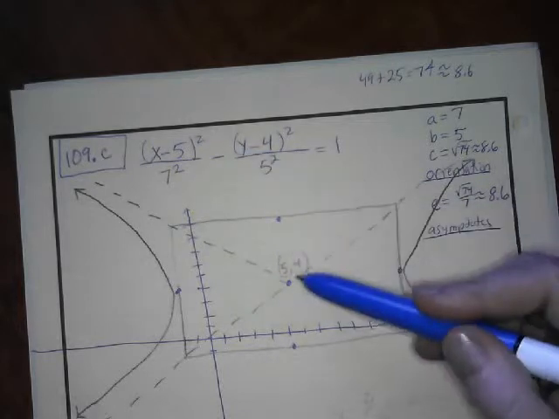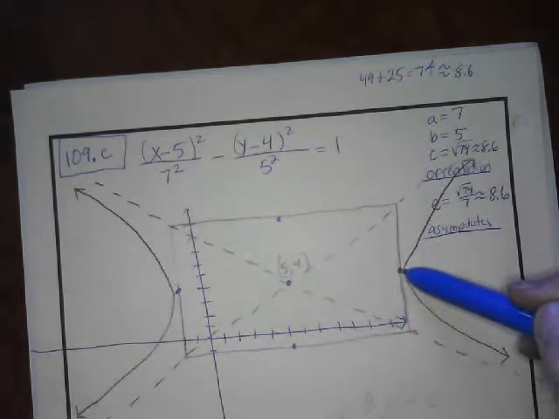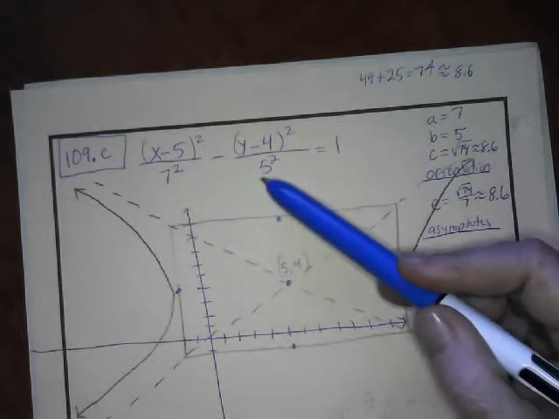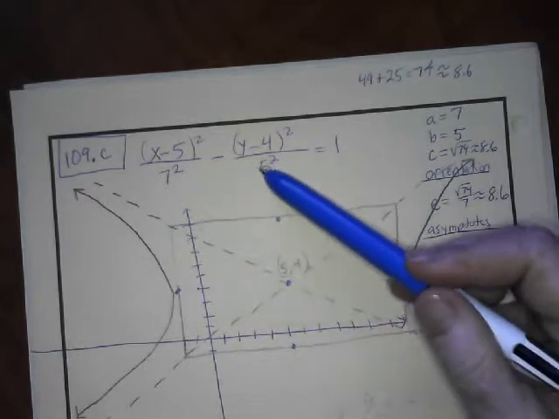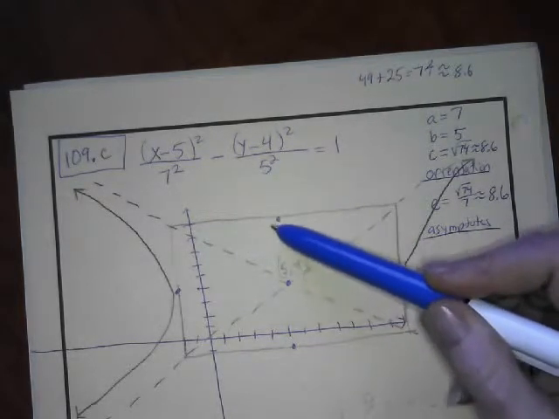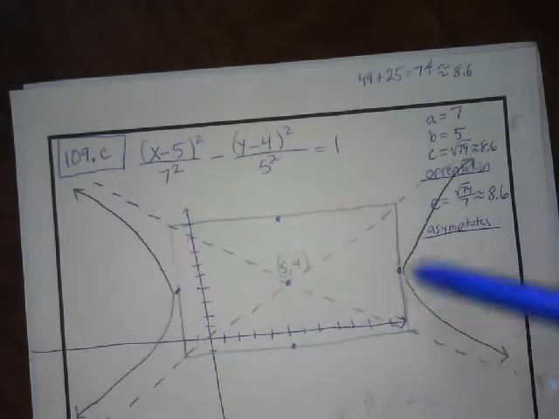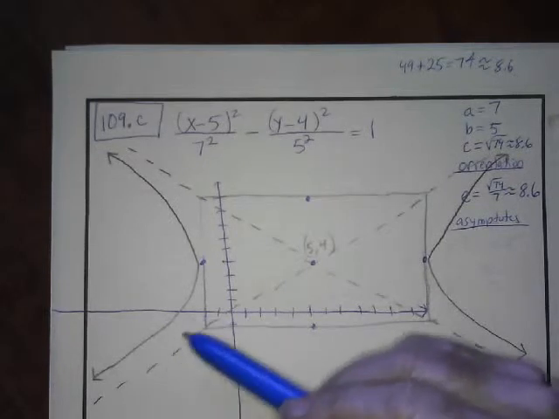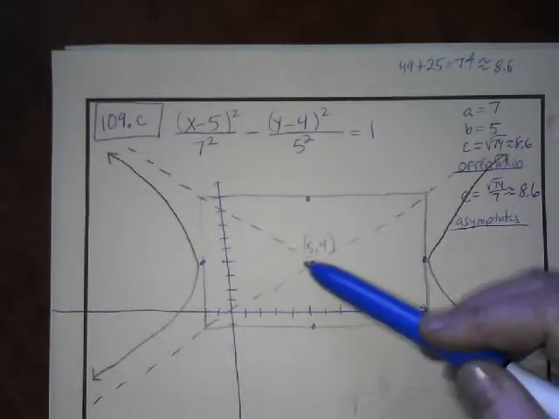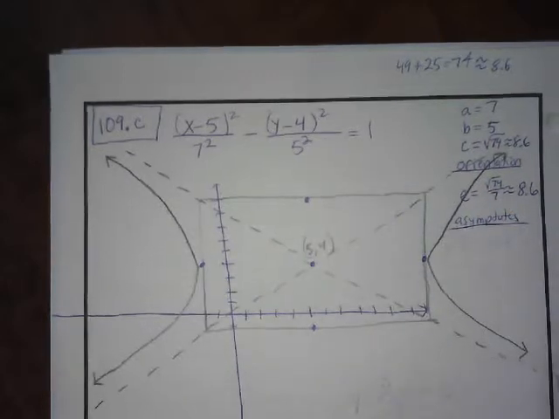The 7 tells me I'm going to go to the right by 7. So I went to the right by 7, made a dot. This tells me I'm going to go right and left. And then this tells me to go up and down by 5. So I did that, made the dots, and then I drew in my square. And then you connect the corners of the square. You go right through the center, and those are your asymptotes.